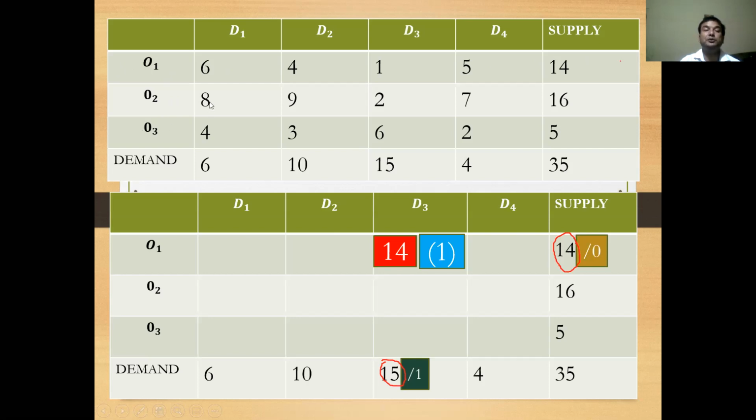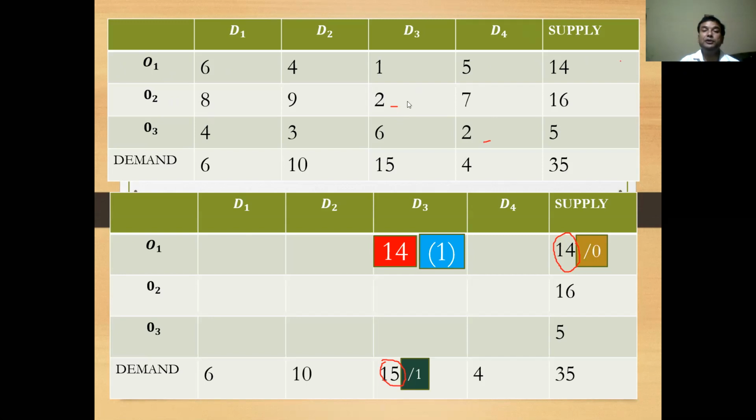Now, in origin 2 and origin 3, what is the minimum cost? There are two similar minimum costs, this 2 and that 2. Out of these two similar minimum costs, we take any one. Let us suppose we take this one.